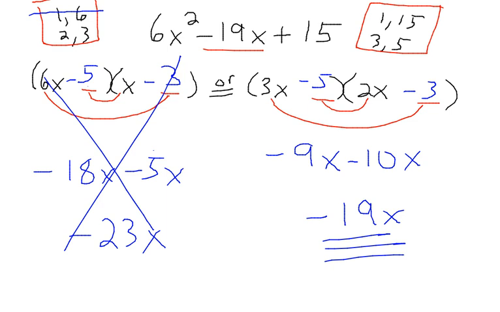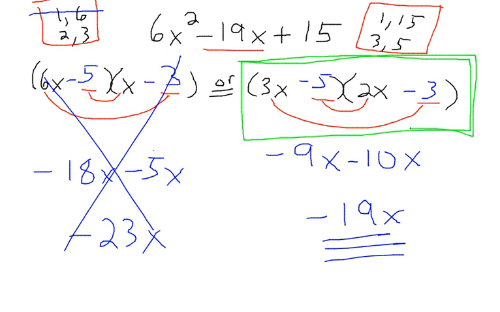Now, I didn't even need to test the 1 and the 15 because I found the correct answer. So this right here is the factoring correctly of 6x squared minus 19x plus 15. Sometimes you'll hit it on the first try, other times it'll be the last try. As you get better and have more experience, you will learn to look for a few things, and you'll make wiser choices from the outset. But until then, you just really have to gain some experience.